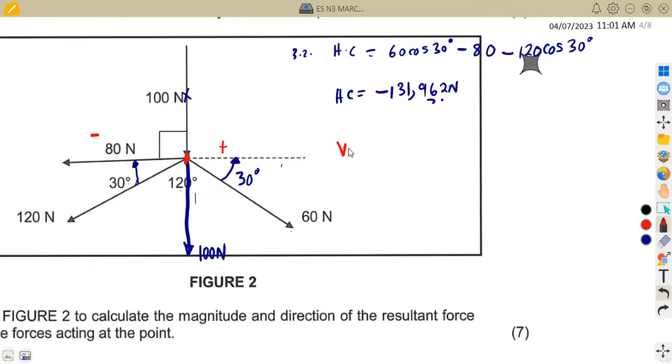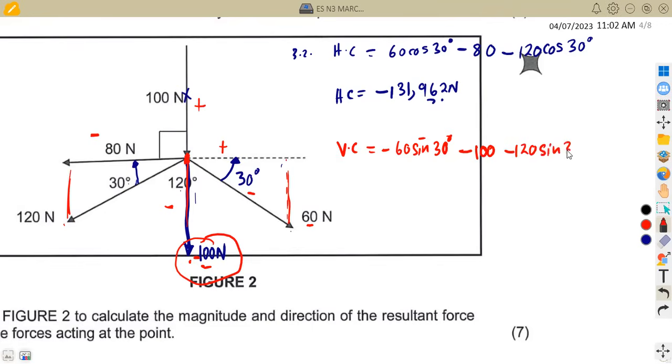We move on to the vertical components, which take sine. So they are going to use sine theta. For the vertical components, anything above is positive, anything below is negative. So here we are in the negative region. So that's negative 60 sine 30 degrees. 100 is in the negative. It's a straight vertical, this one, so it's negative 100. 120 is also on the negative side, so it's negative 120 sine of 30 degrees.